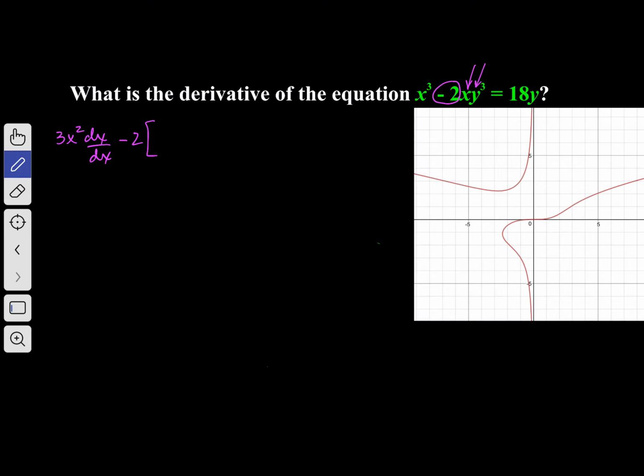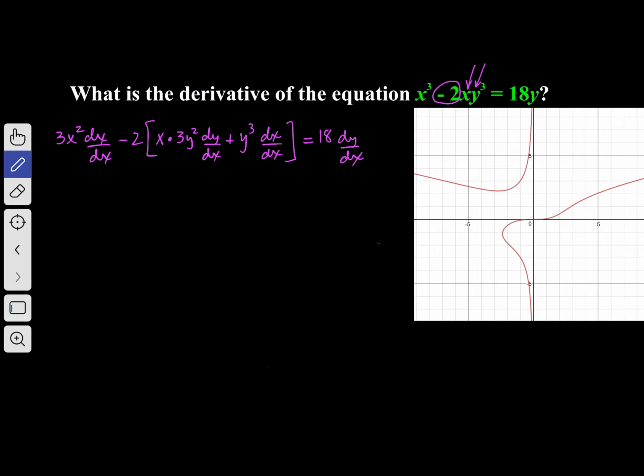All right, so minus, I'm going to go ahead and leave the minus 2 out front, just treat that as a coefficient. And so I've got product rule here. The product rule is the first times the derivative of the second, so that would be times 3y squared dy/dx, plus the second times the derivative of the first, dx/dx, and equals the derivative of 18y, which would just be 18 dy/dx.